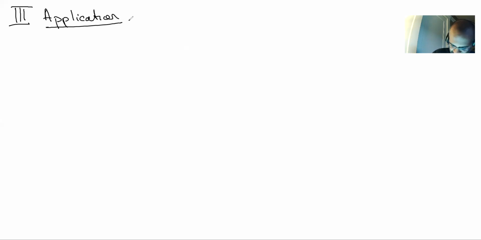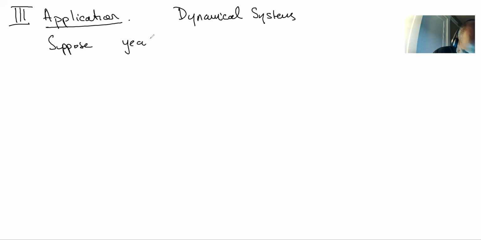So the application is to something called a dynamical system. In particular, this is something that's called a population model. So I'll show you, consider the following scenario. Suppose that we have some population and we measure some feature of that population every year. So suppose we have years n equals 0, 1, 2, 3, etc.